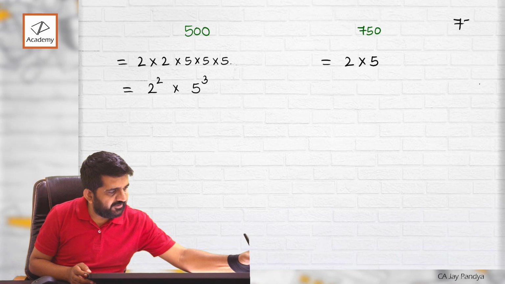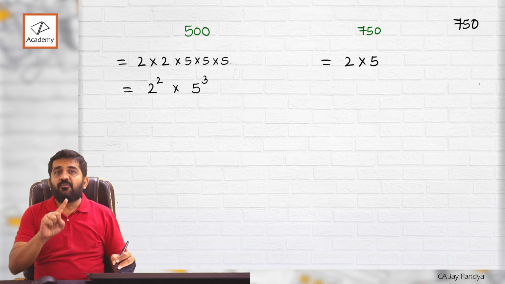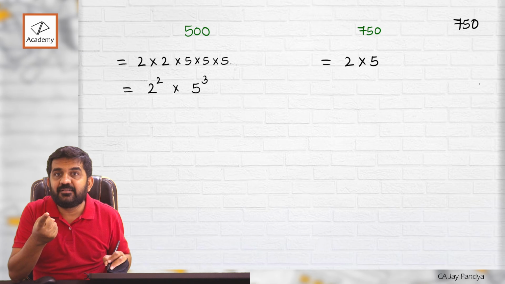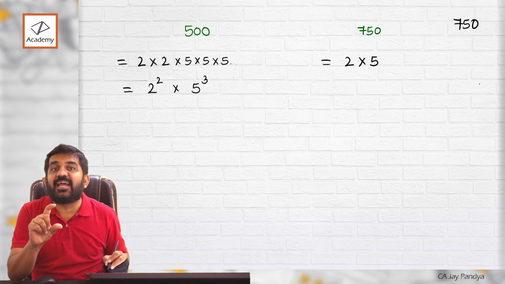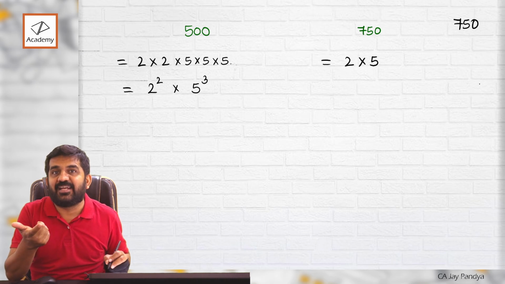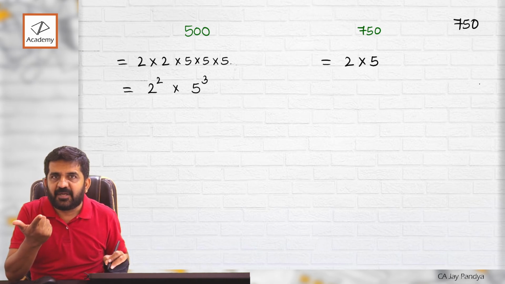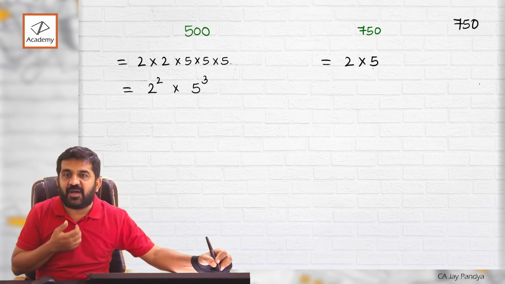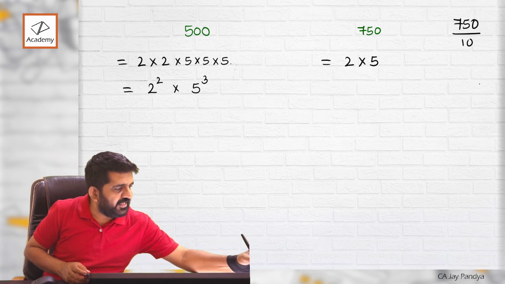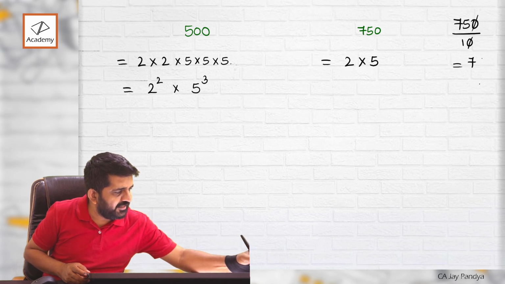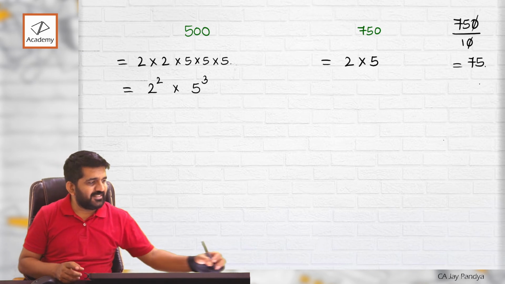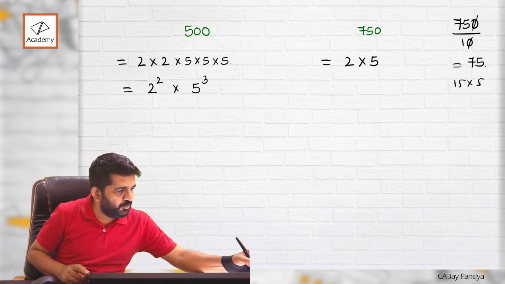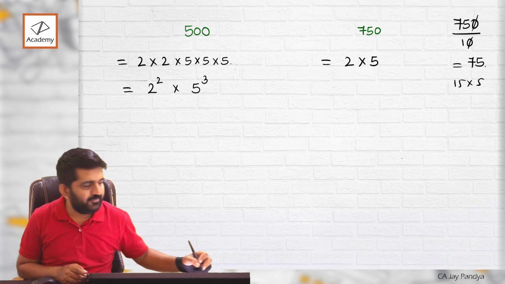When I write down 750, I know one of the factors will be 10, but 10 is not a prime number. So I am converting 10 into prime numbers. 5 2s are 10. 5 and 2 both are prime, right? So once I write down 5 and 2, 750 divided by 10 will be 75. Right. And what is 75? This you should know.